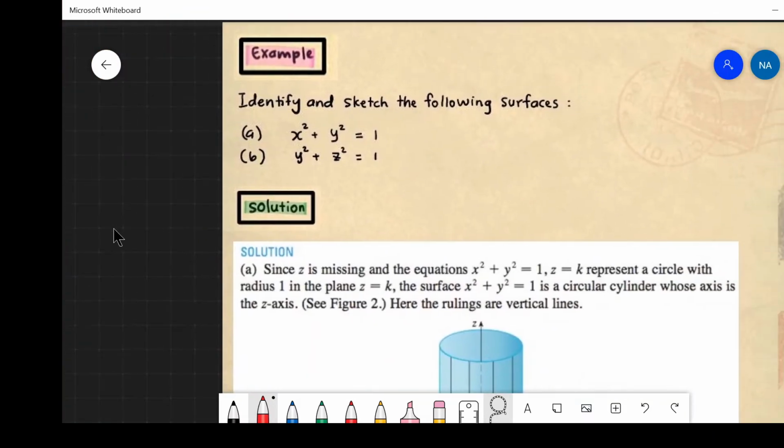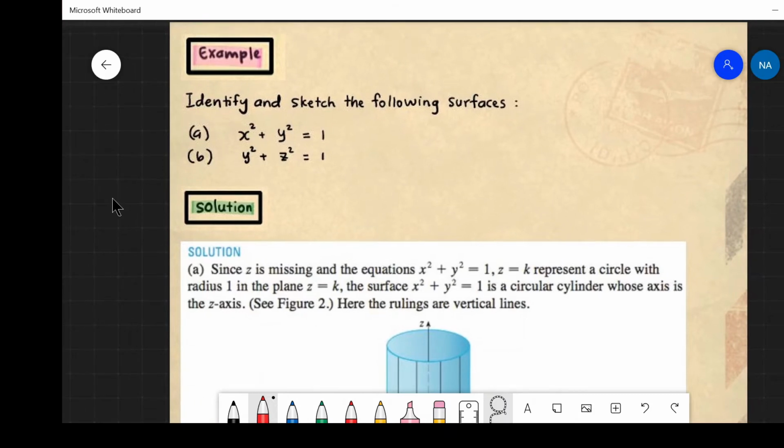This is quite easy because we have learned it before. Our first example says: identify and sketch the following surfaces. If you still remember, this type of surface can be categorized as a cylinder. For A and B, there are slightly different characteristics. In A, x squared plus y squared equals 1, the variable z is missing. Meanwhile, for B, y squared plus z squared equals 1, where the x variable is missing.